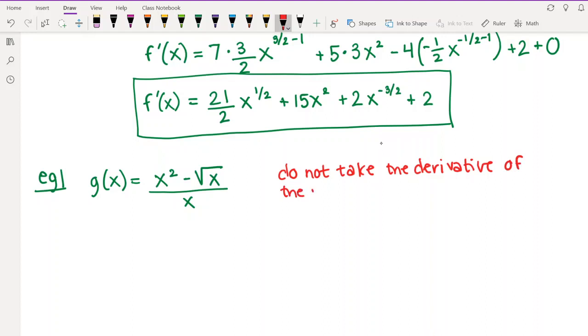And if you're curious, why does that not work? Again, if you try some examples, you'll just see that it doesn't work. And then we'll get more into this next week when we see how you actually do take derivatives in that situation. So let me just write that down. Do not take the derivative of the numerator and denominator separately.